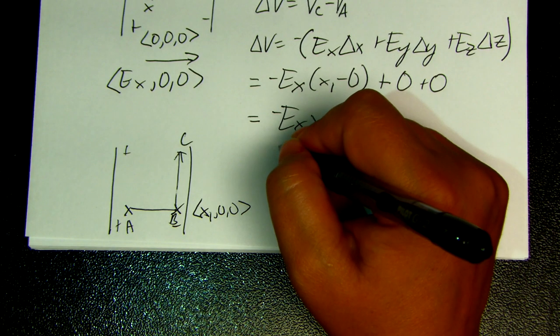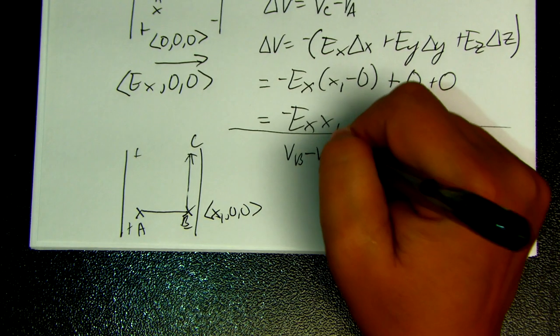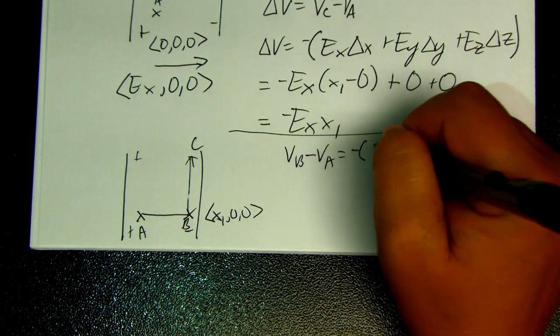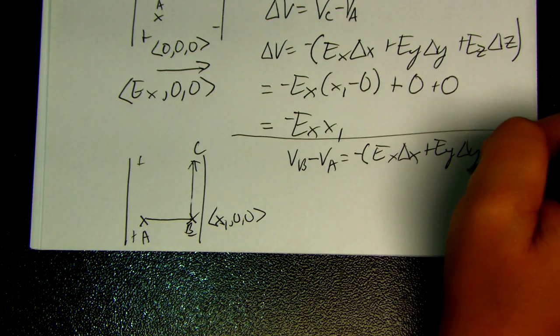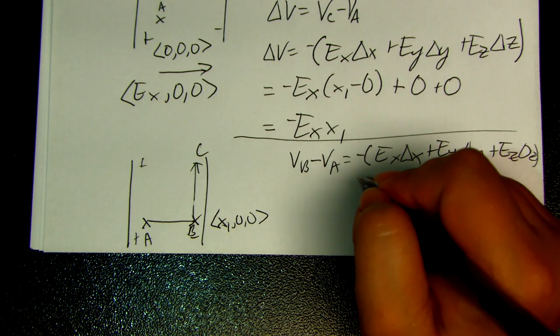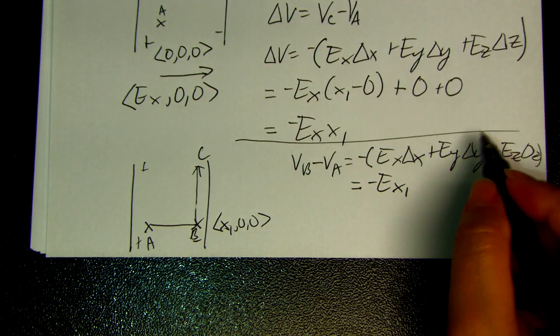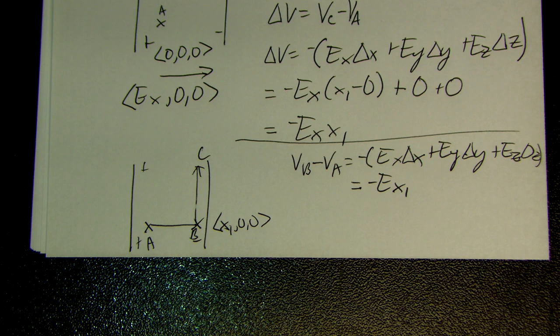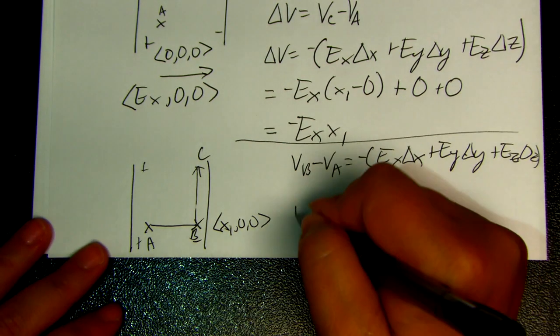So there's two steps. VB minus VA is equal to minus E sub x delta x plus E sub y delta y plus E sub z delta z. This is equal to minus E sub x1 because this is 0 and that is 0. And from B to C, you could probably tell by looking at it, the path is perpendicular to the field, so it's going to be 0. But let's just show it.